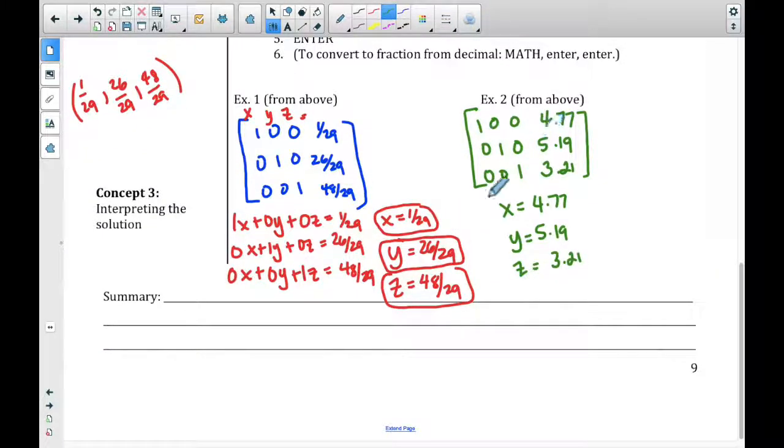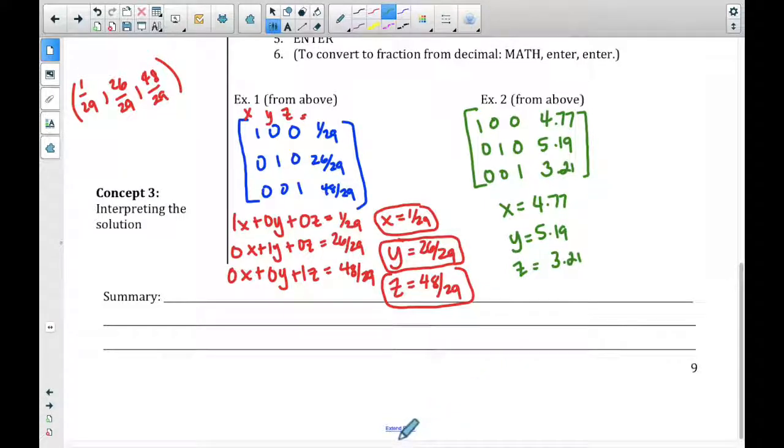Okay, you should have gotten a matrix, an answer matrix, the RREF, that looks like this. And that tells us that x is 477, y is 519, and z is 321. Maybe those are money values, something costs $4.77, whatever. But those would be your answers for example number 2. If you're not getting those answers, then I would go back and check what you have entered, and maybe you put something in the matrix wrong.